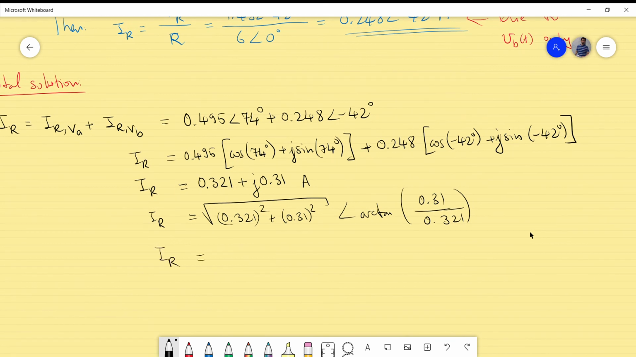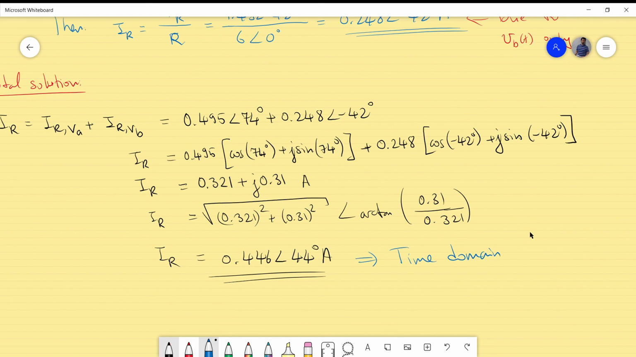So IR is equal to 0.446 with a phase of 44 degrees, in amperes. Now I'm almost done because I would like to go from this to the time domain. So I will have to transform back to the time domain.